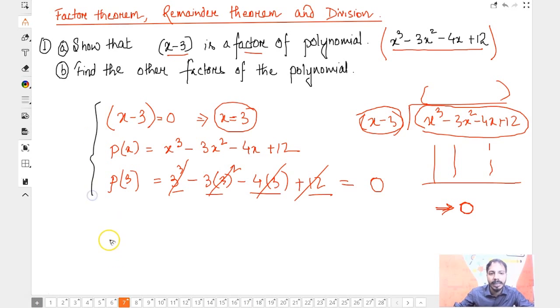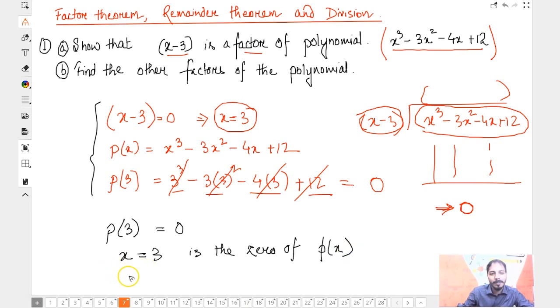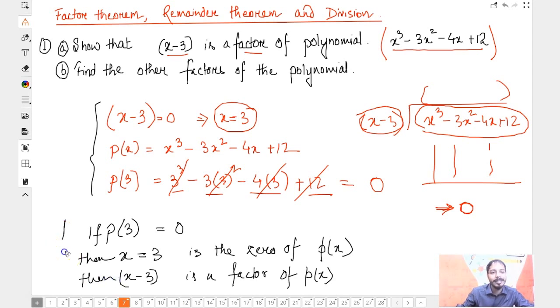So this concept is what you learned. So now factor theorem says if p of 3 is equal to 0, then x is equal to 3 is the 0 of the polynomial p of x, and x minus 3 is a factor of p of x. So these are the connections. That means if this, then this, then this. So hope you understand this connection. Now, so this is proved, right? Now let's go to the next question.